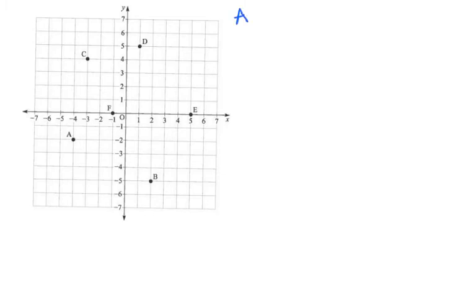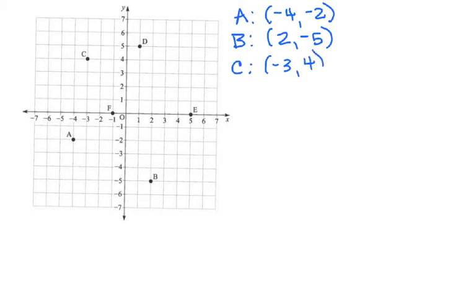A is the ordered pair -4, -2. B is the ordered pair 2, -5. C is the ordered pair -3, 4. D is the ordered pair 1, 5. And E is the ordered pair 5, 0.